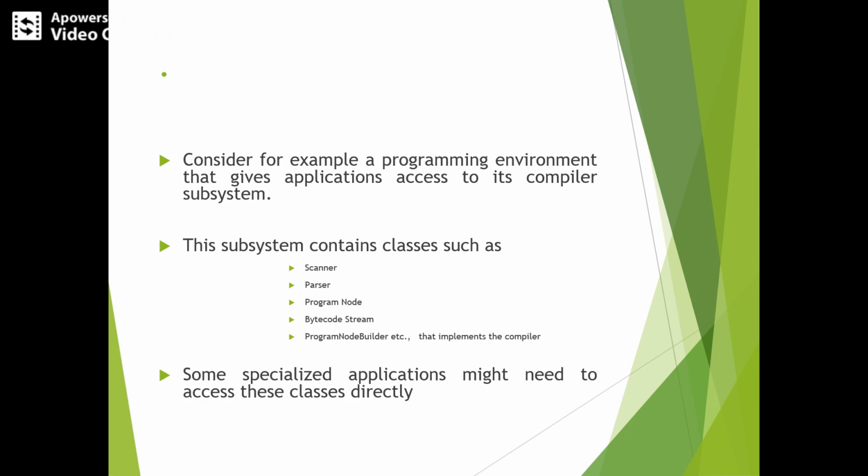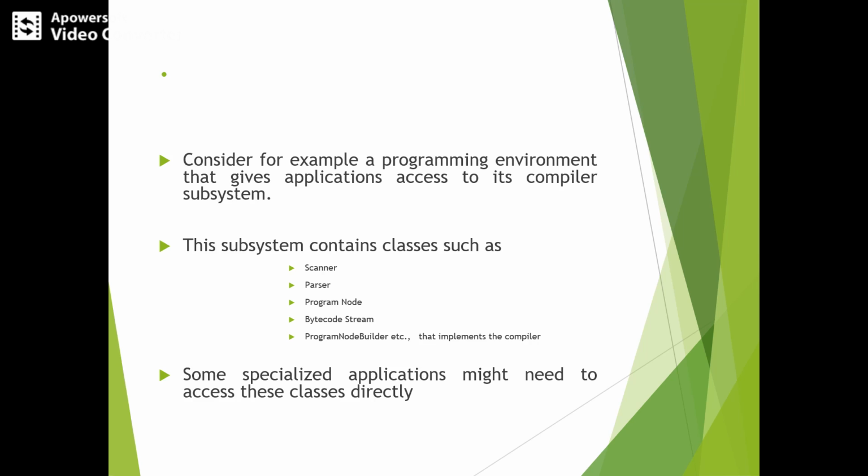So what will happen here? The subsystem contains classes such as scanner, parser, program node, bytecode, and so on that implement the compiler. A specialized application might need to access these classes directly. But most clients generally don't care about details like parsing or code generation. There are some parts that the client is not really interested in. That is the drawback of the generalized structuring of the subsystem.